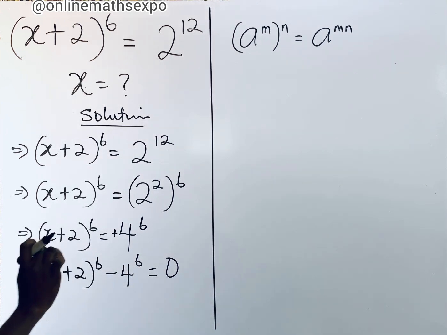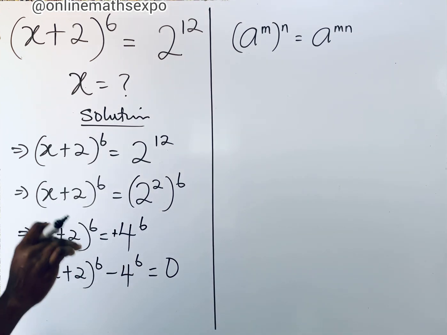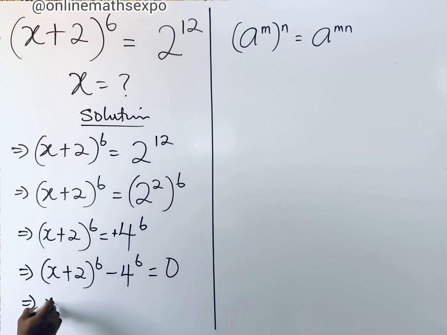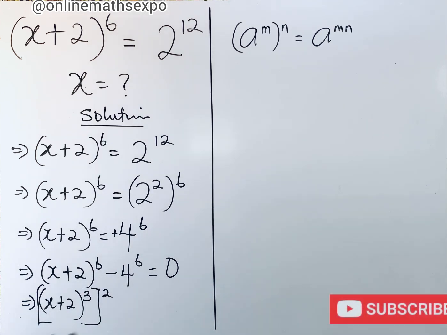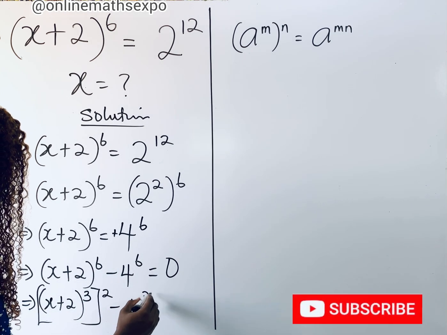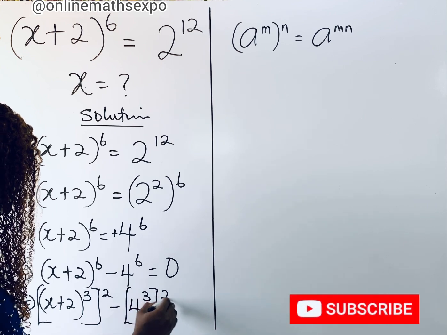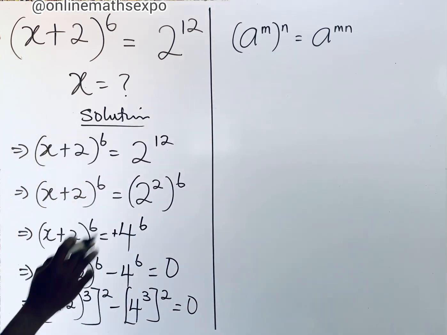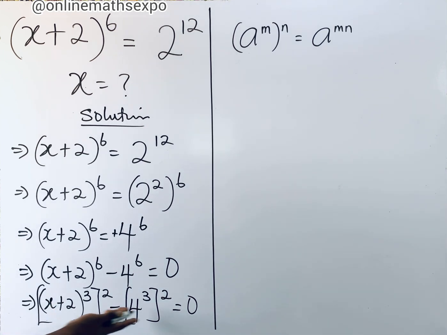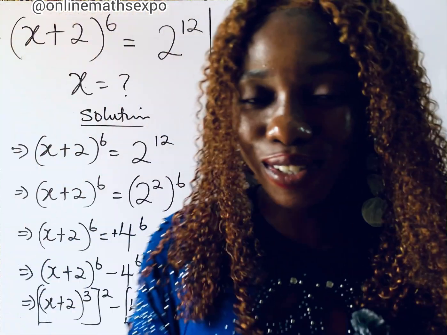Now what do we do next? Let's break this power down for easy solving. We have ((x+2)^3)^2. Multiply this 3 by 2, it gives you back 6. Minus (4^3)^2 is equal to 0. We are still obeying this rule. So at this point, what did you observe? You observe that the powers outside are both 2. So it leads you to the difference of two squares.